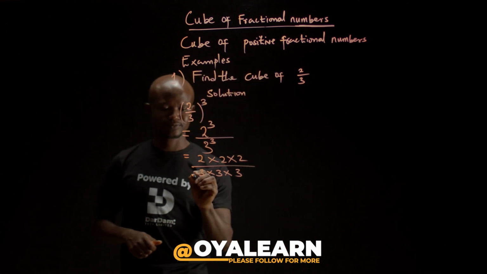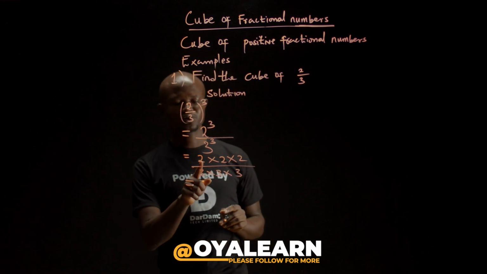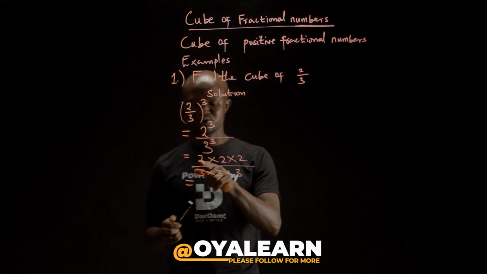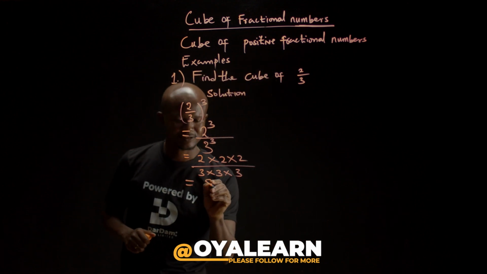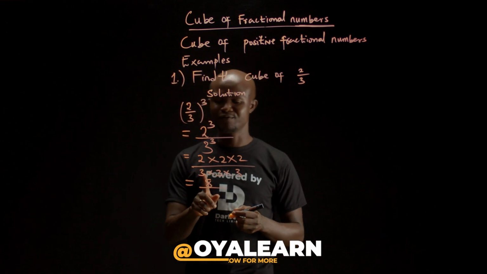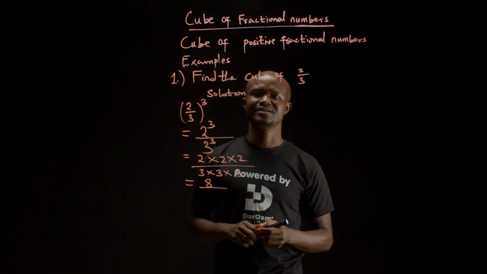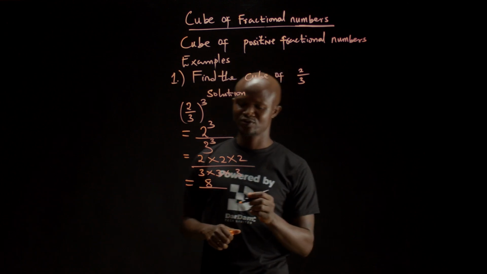Now, we multiply for the numerator. 2 times 2, what do we have? 2 times 2, 4. 4 times 2, what do we have? 8. Now, for the denominator, what do we have? 3 times 3. That is 9. 9 times 3, what do we have? 27.